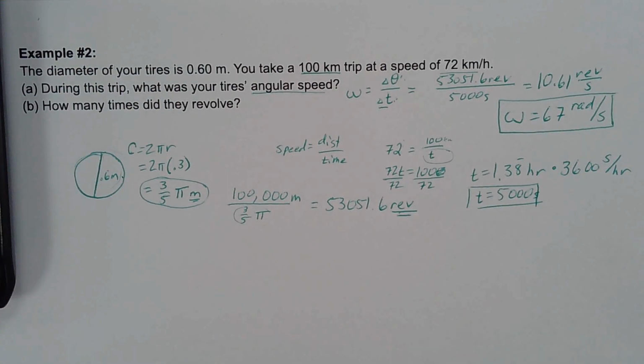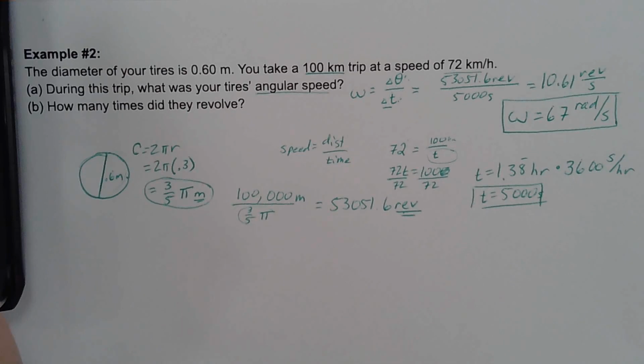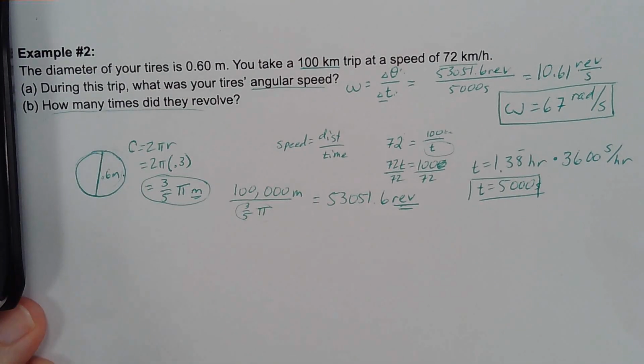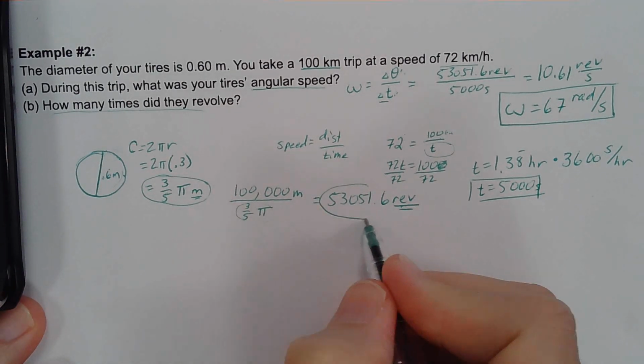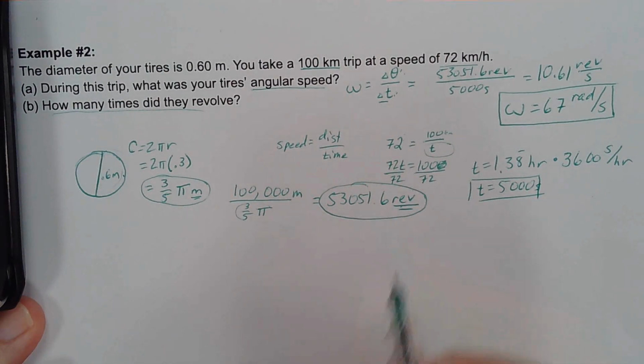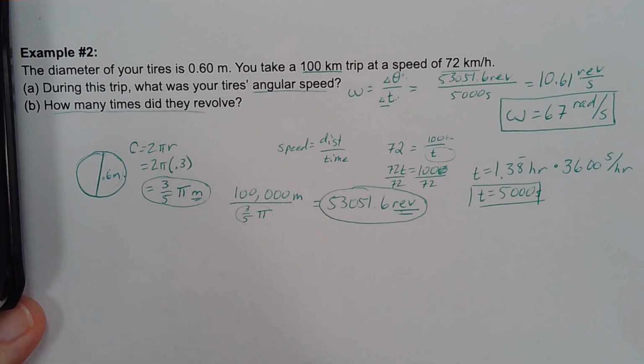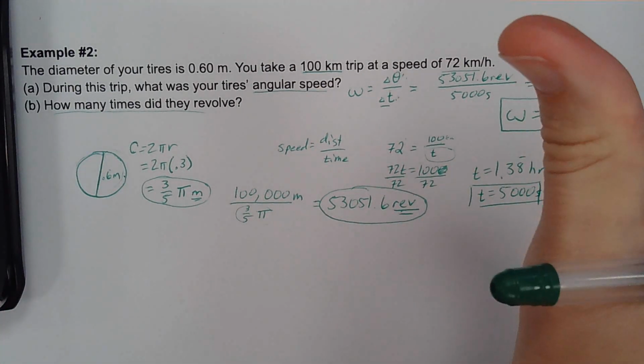So there you go. That's part A. Now part B asks, how many times did they revolve? Well, we already know that. We know that they revolved 53,051 times in that 100 kilometers. And so we've actually answered both A and B, and that is the answer. That's all. See you next time.